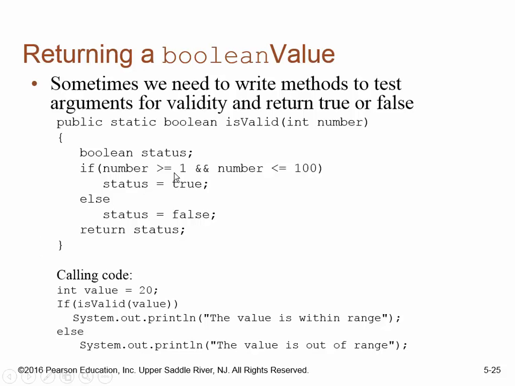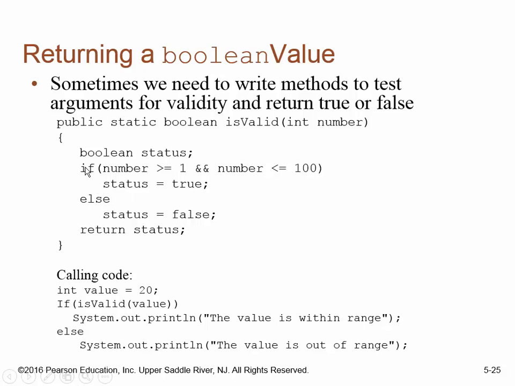What you're doing is you're checking and you're saying if the number that you entered was between 1 and 100, all right, you're going to return true. Otherwise, you're going to return false. Again, it would have been totally legit in here to not even have a variable called status. You could have said if number greater than or equal to 1 and number less than or equal to 100, return true. Then you wouldn't have even needed an else. You could have just said return false.